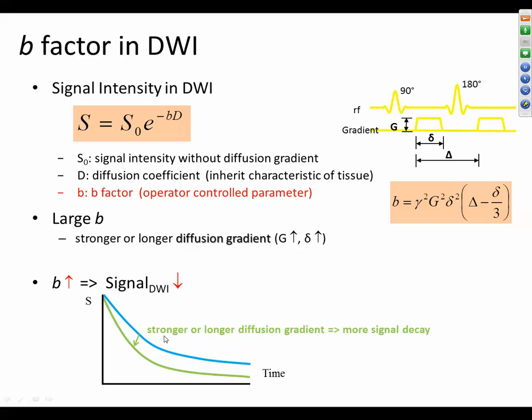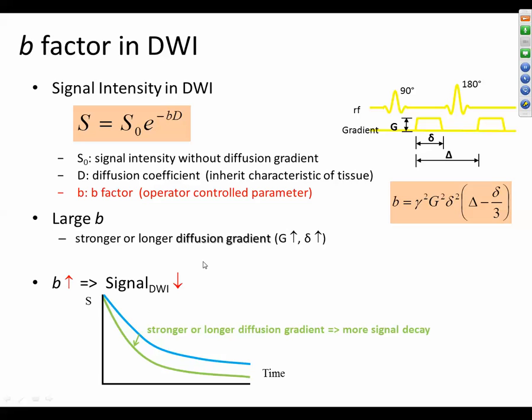If we use a stronger or longer gradient, we set the B. Which factors do we set? The MR technicians just choose the B. What does B mean? If you choose this one, the machine will choose a stronger or longer gradient.